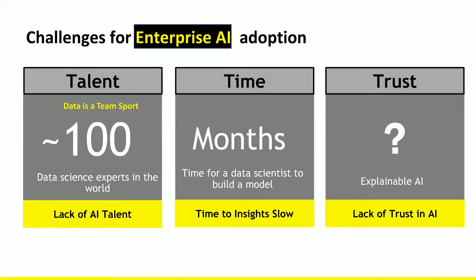Talent means there is a deep lack of AI talent. There's just not enough experienced data scientists around the world to go and solve these problems. Data science and machine learning is still a very technical, highly technical job, and it requires a deep understanding of math, statistics, and computer science. And this trifecta of skills is very hard to come by. So the big challenge is that there are not enough data science experts.